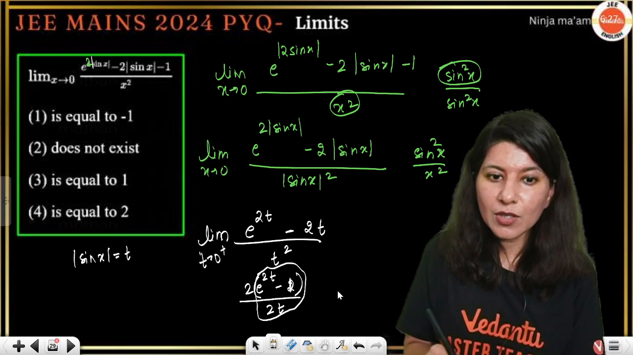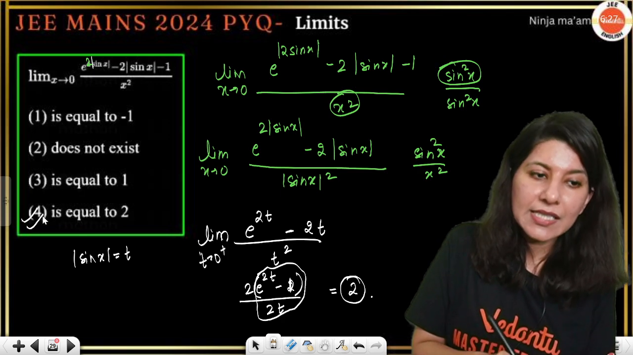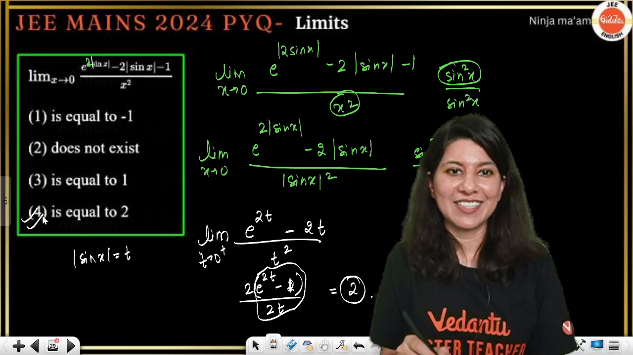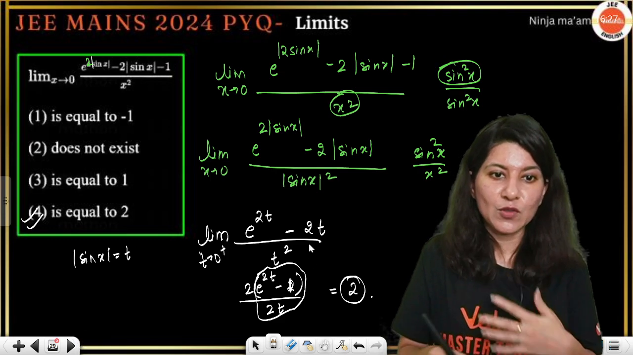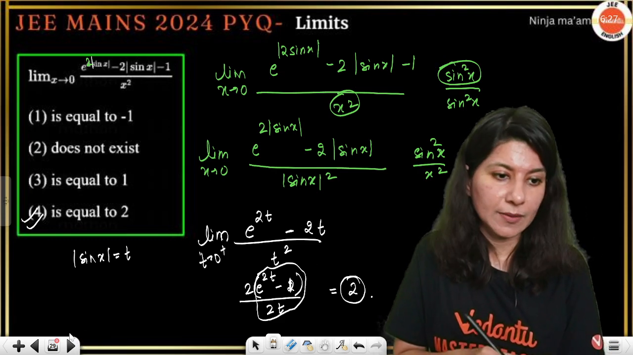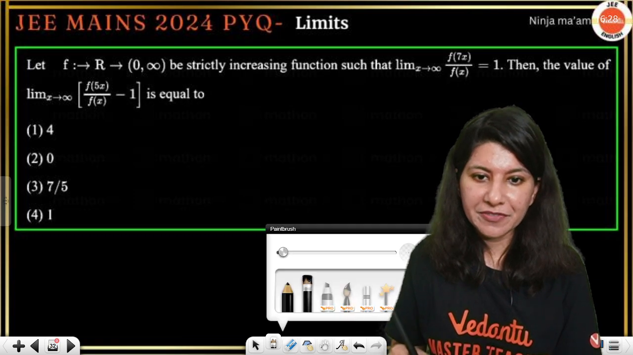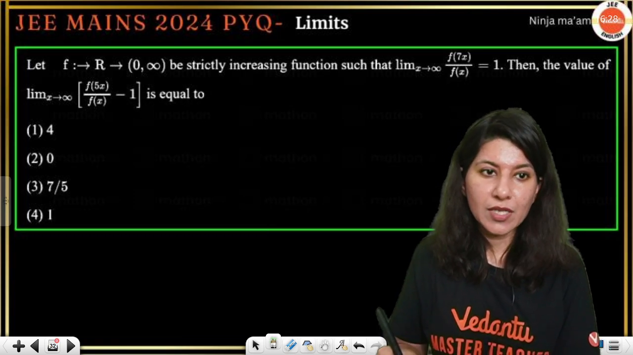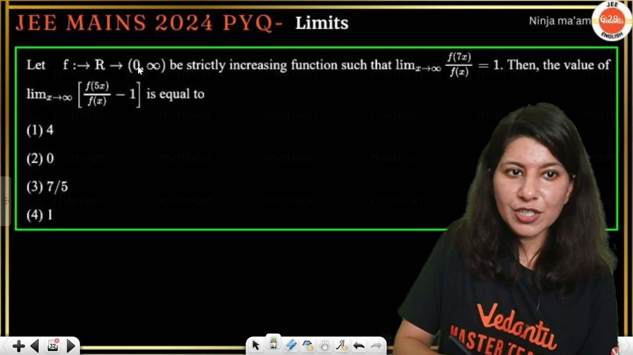So the final answer of this question is 2 only. So the limit does exist and it is equal to 2, that will be the final answer. Okay. So there was a mistake in this question. 2 is absolutely right. So in this part we have applied the L'Hopital. Okay. All right. Perfect.